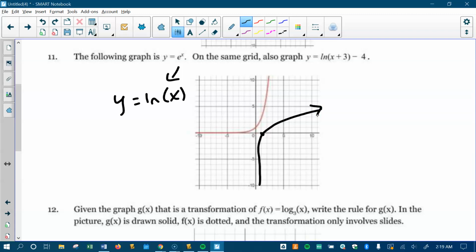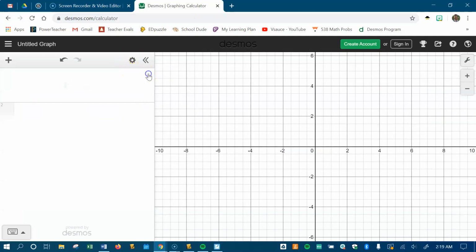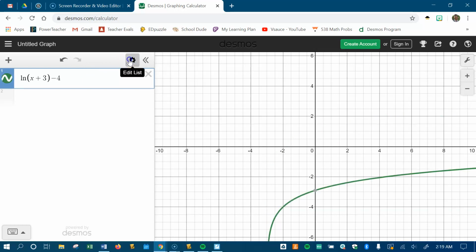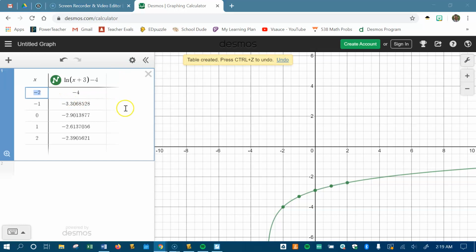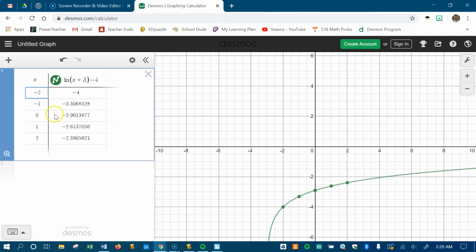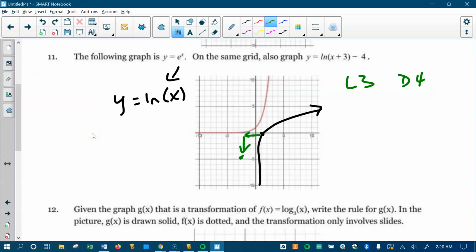So to move this graph, we have to go left 3 and down 4. And again, you could have just plugged this into your calculator if you wanted to. Let's do that for this one. Ln of x plus 3 minus 4. Good table here. Okay, so we have negative 2, negative 4. 2, negative 4, which makes sense. Because we went left 3 from 1, 0 and down 4, so that makes sense. And it looks like we have another point, let's do 0, negative 2.9, which is basically 0, negative 3.